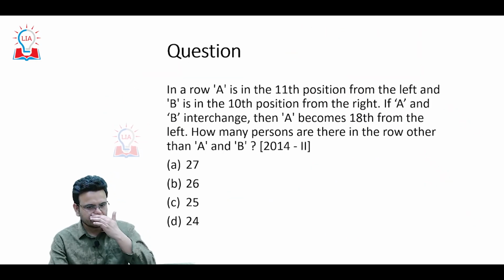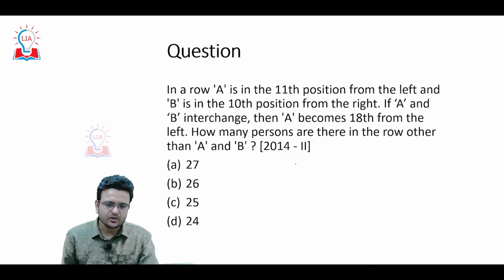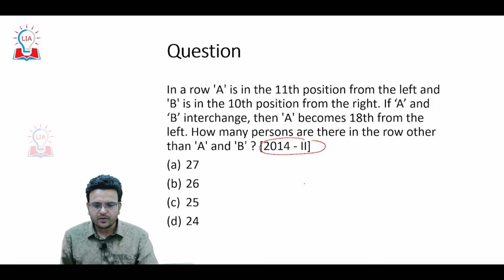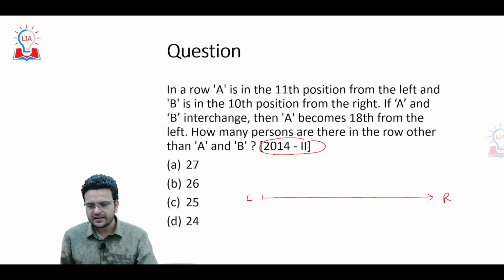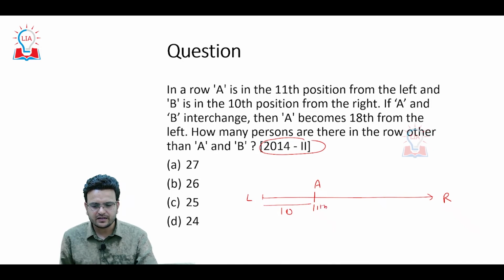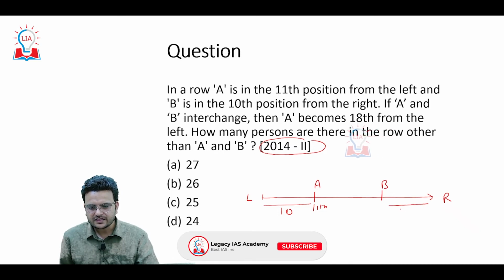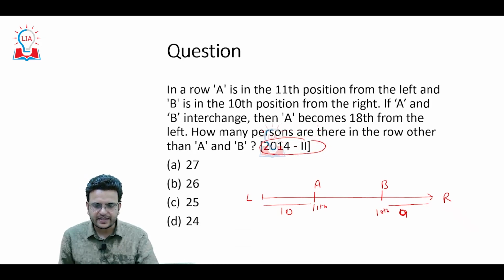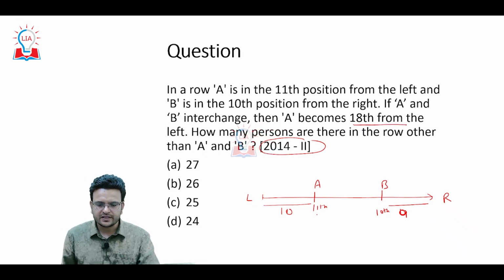Now come to one more question. In a row, this question UPSC asked in 2014. A is 11th position from the left. Okay, means 10 students are here. 11th will be A. B is 10th position from right. So 9 students are here. 10th will be B. If A and B interchange, A becomes 18th from the left. So A came here.